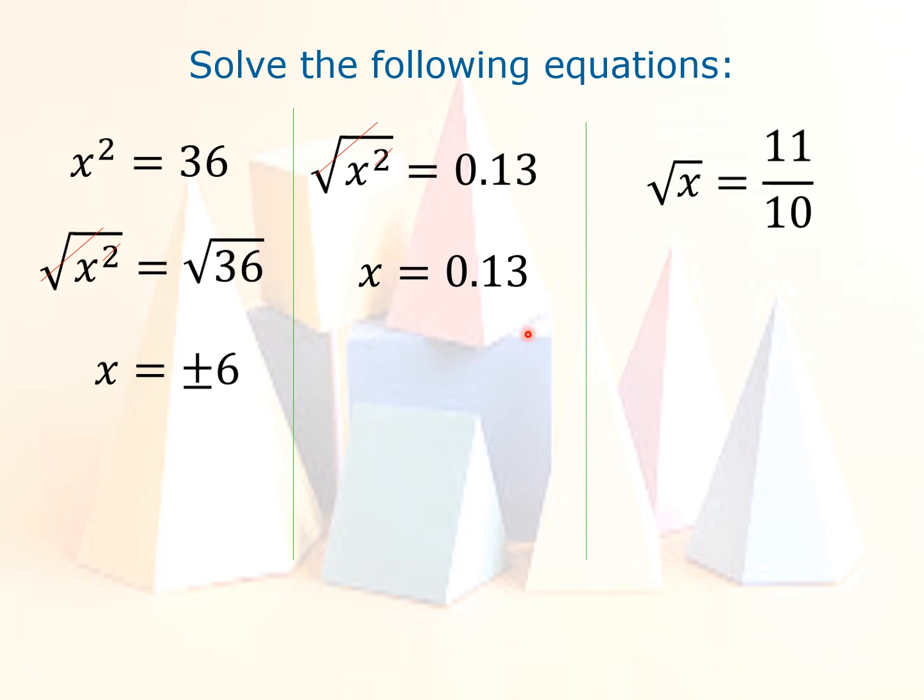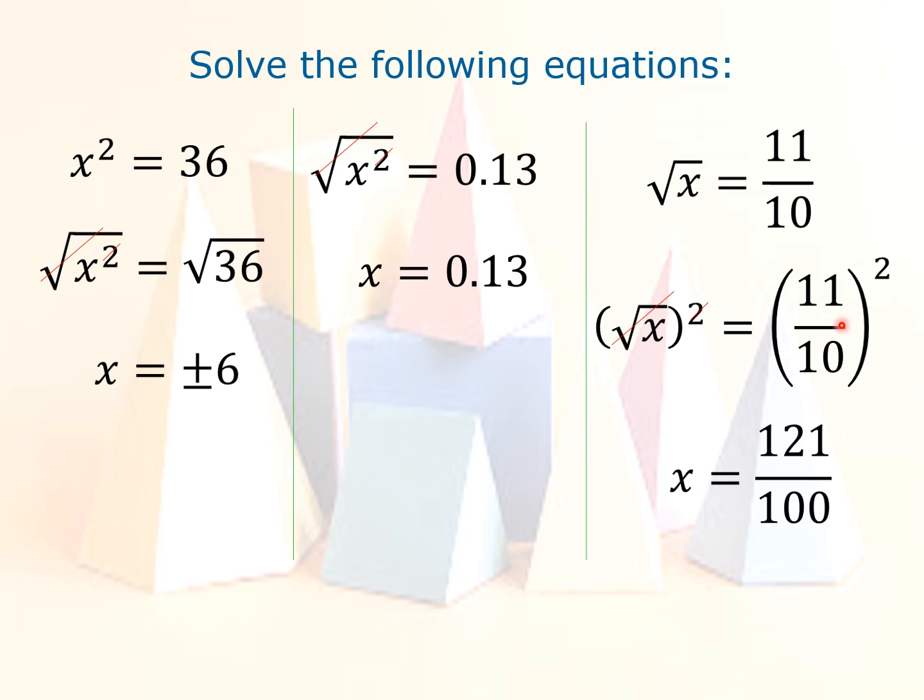And our last example is the square root of x equals 11 over 10. Here, we are going to get rid of the square root. So we are going to square the left-hand side of the equation as well as the right-hand side of the equation. In doing this, we have the square root of x to the second power equals 11 over 10 to the second power. Here, we can cancel the square root as well as the to the second power. So x equals 11 times 11, which is 121, over 10 times 10, which is 100. So x equals 121 over 100.